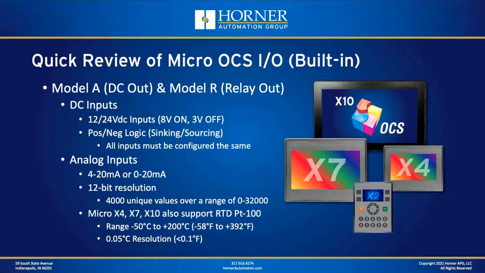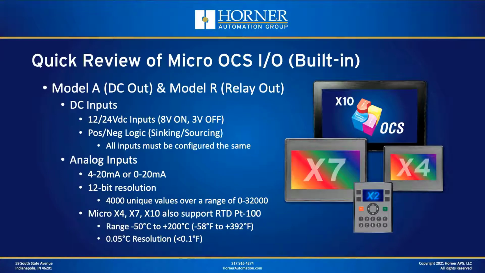Now, the way the scaling works is the analog inputs are scaled from 0 to 32,000 counts, but they're 12-bit in resolution. So that means that out of those 32,000 counts, you have about 4,000 unique codes, or unique values as you step up from 0 to 32,000.